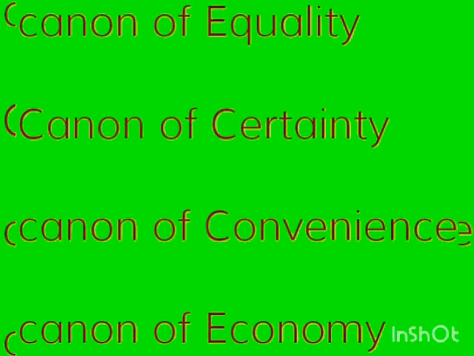The first one is the Canon of Equality. The first canon of Adam Smith is the Canon of Equality. This is also the starting point for the ability to pay principle in taxation. Adam Smith's first canon is based on justice and equitable sharing of the cost of running the state.